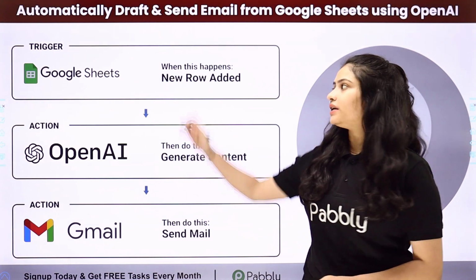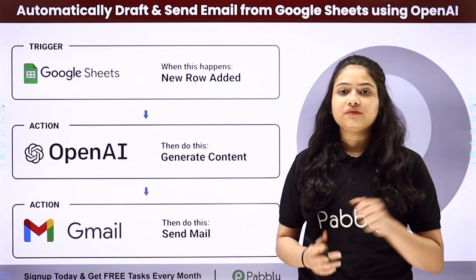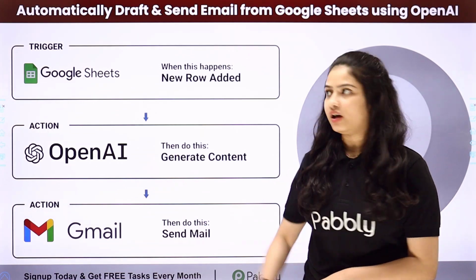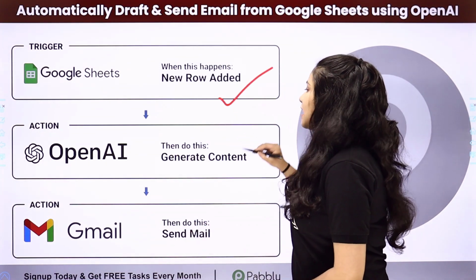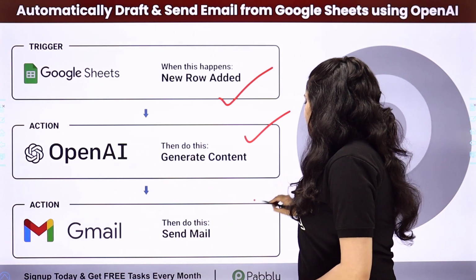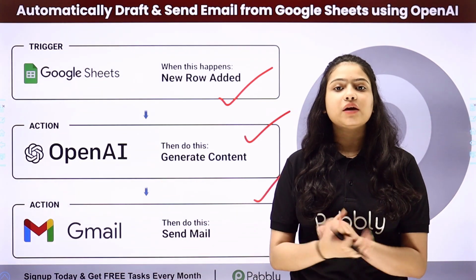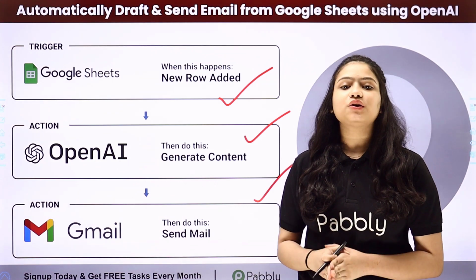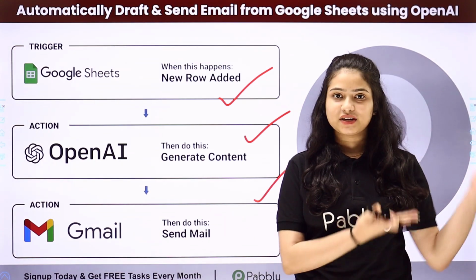For this, we will have to integrate all these applications, and we are going to do that with the help of Pabbly Connect, which is an amazing automation and integration software. Now here we have Google Sheets in our trigger, and then we have OpenAI as well as Gmail in our action. So we are going to connect all of them by using Pabbly Connect in order to automate this entire process. And to learn this entire automation step by step, let me take you all to my screen.